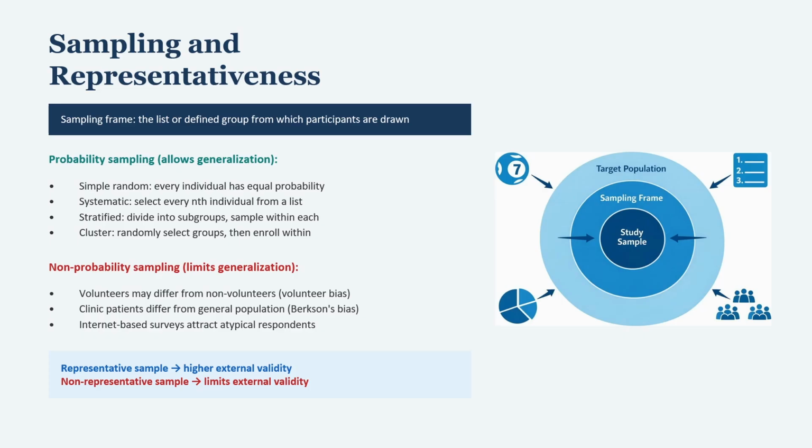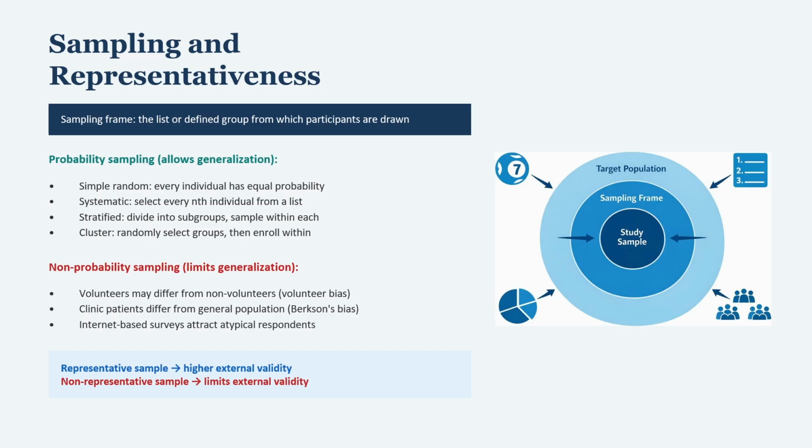The mechanism that determines external validity. How you select your study sample from the target population determines whether your findings can be generalized back to that population. The sampling frame is the defined list or group from which participants are actually drawn. If your target population is all dairy cows in Wisconsin, but your sampling frame is cows at farms enrolled in a DHI cooperative, your findings apply most directly to DHI enrolled farms, which may differ systematically from non-enrolled farms in herd management, production level, and data quality.